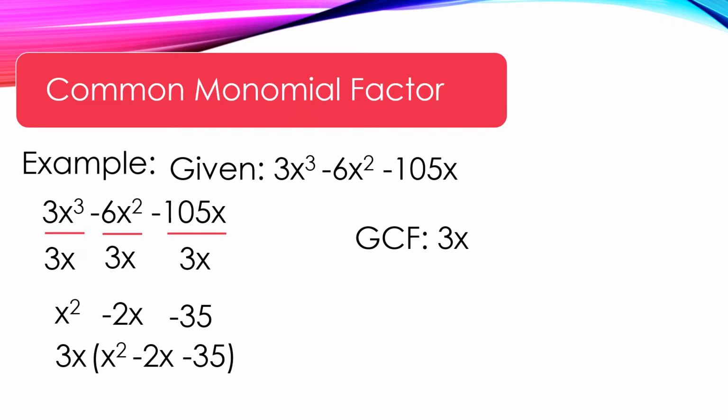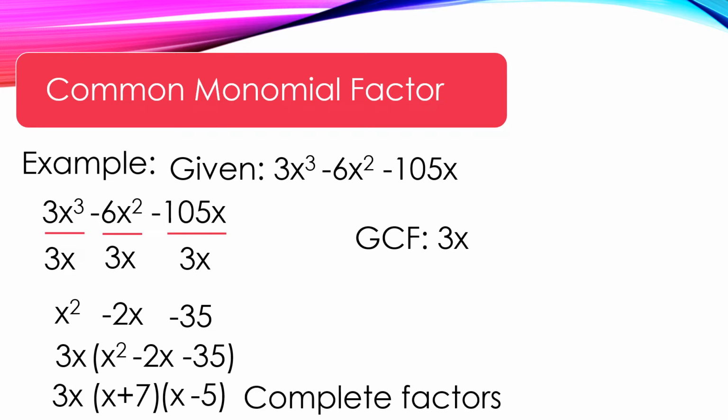But if we are required to factor it completely, x squared minus 2x minus 35 is still factorable. That is using our knowledge in the trial and error method. So the complete factor is 3x times the quantity x plus 7 and x minus 5. So this is the complete factors of the given polynomial.